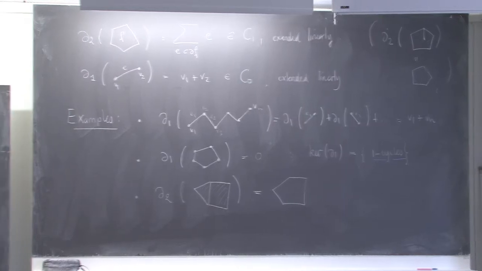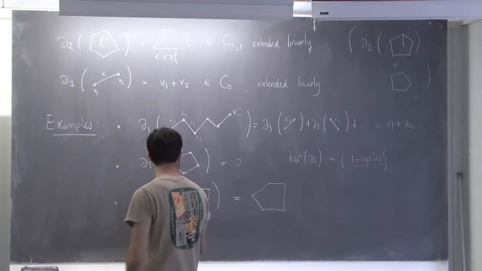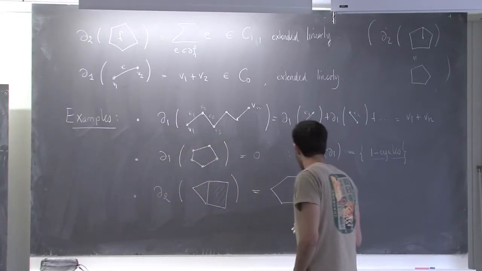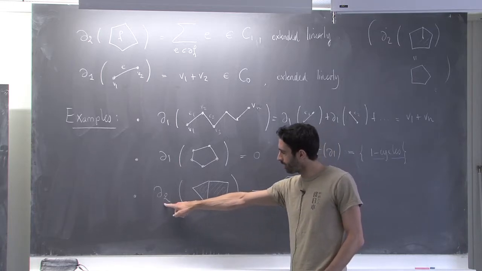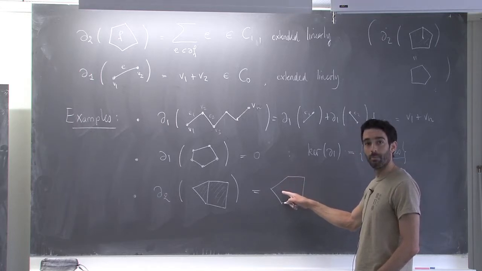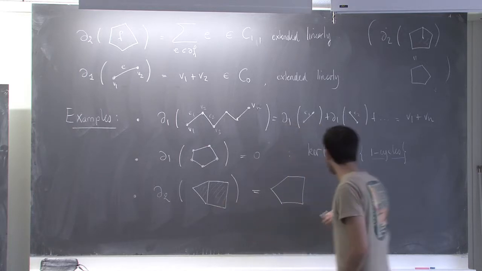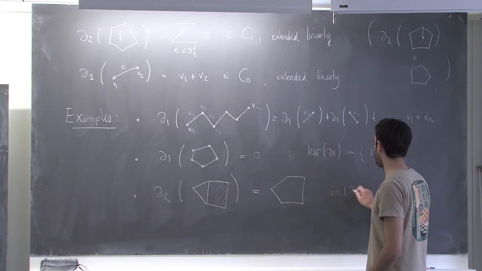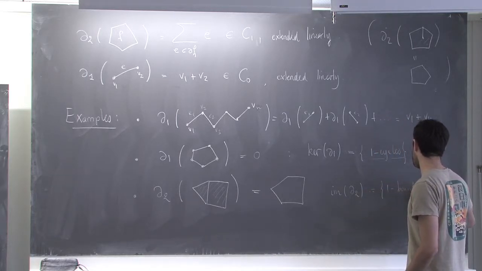Now note that, maybe I'm just going to make one last remark. This element here, we are going to call a boundary, because it is obtained as the boundary of a collection of faces. So I'm going to say that the image of delta 2 is going to be called the 1-boundaries. It's the collection of 1-boundaries.